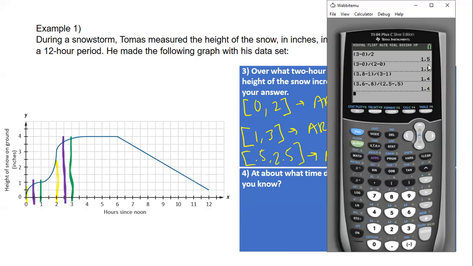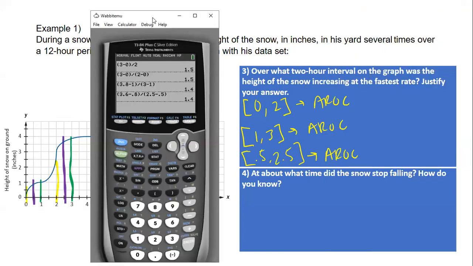The first one, right? From 0 to 2. Do we see that? So my average rate of change took place from 0 to 2. Okay, so here we have this, which makes me really nervous about a quiz over the table. This was 1.5, this was 1.4, 1.4. So this is the fastest inches per hour. The winner.